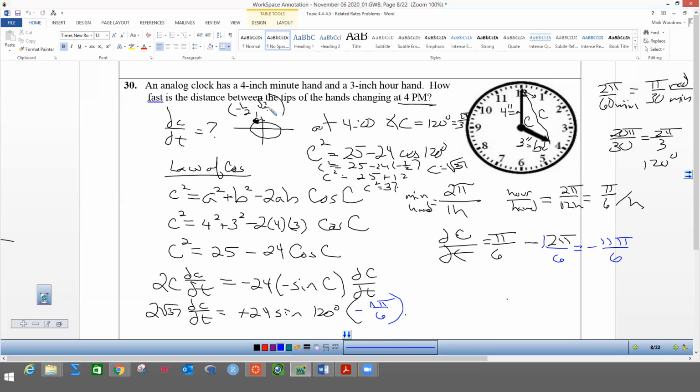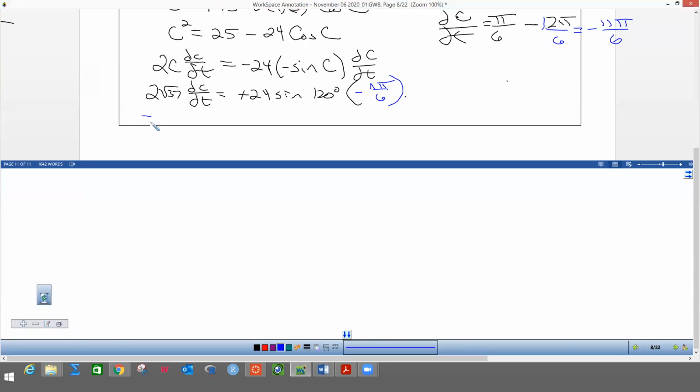I probably should have gone on up here, but we're going to do this now. This is radical 3 over 2, the sine of 120. So I'm going to stick that in there, and then I'm going to go ahead and solve this thing for dc, that's little c, dt. So this is radical 3 over 2. And this is still -11 pi over 6. So I'm going to go ahead and reduce these two.